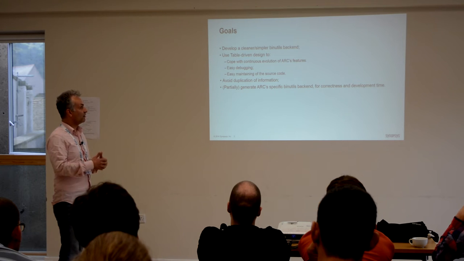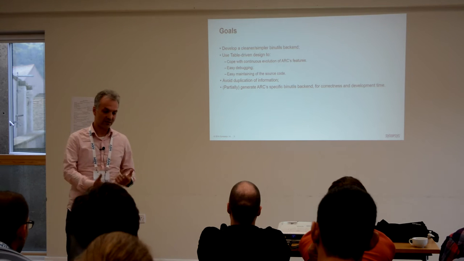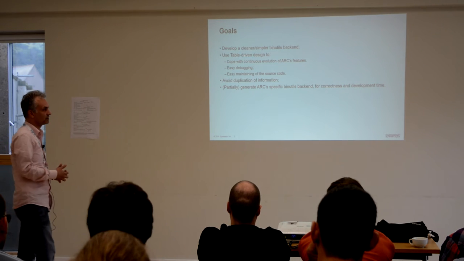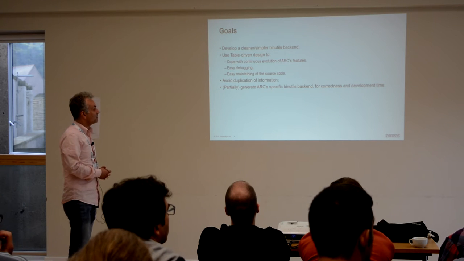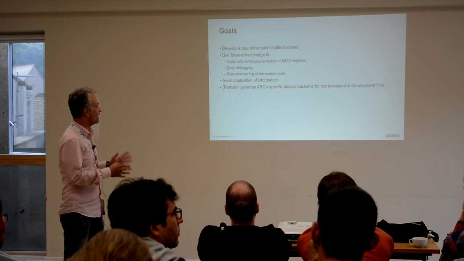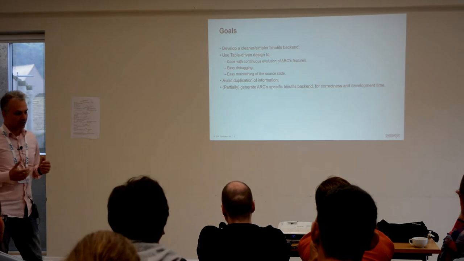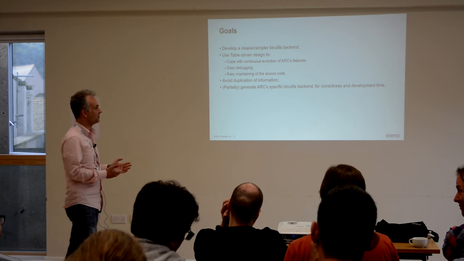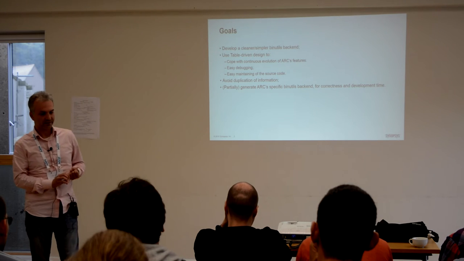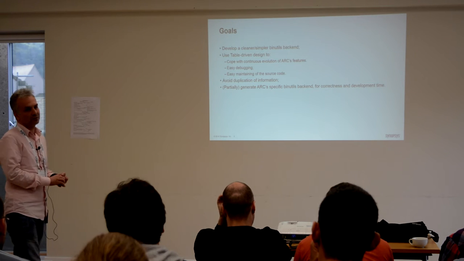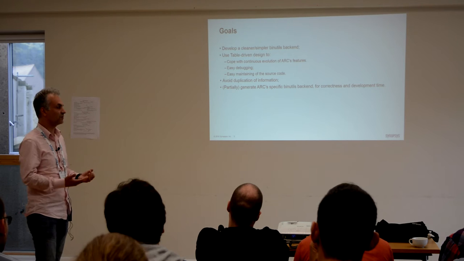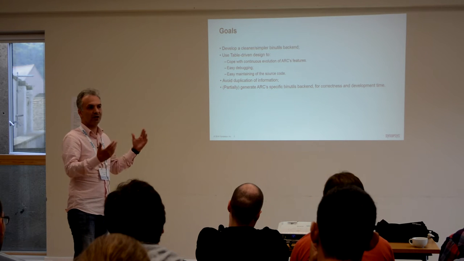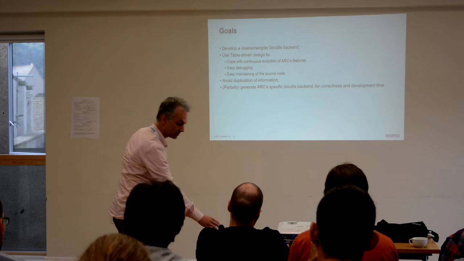Also, we wanted to avoid duplication of the information, so we wanted to have, obviously, the same operation database for the assembler and disassembler and whatever else we need. And also, we wanted, obviously, to partially or fully generate the Arc-specific backend in some sort like CGen does. And why did we want to generate the Arc backend? Because we wanted to be correct when we implement an opcode, and also it's a matter of time. When you have thousands of instructions, you really want to put them in the mainline without spending too much time typing around those instructions.